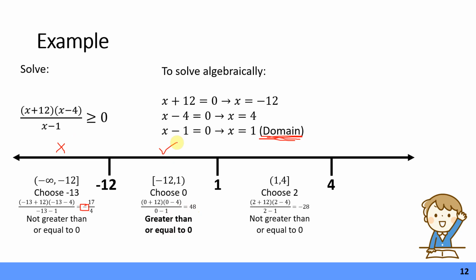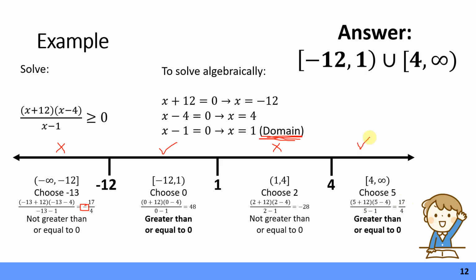From 1 to 4, I chose the number 2. Substituted into the original problem. I got a negative number, which is not greater than or equal to 0. So I do not include it. And then my last interval is from 4 to infinity. So I chose the number 5, substituted into the problem. I got a positive answer, which is greater than or equal to 0. So that's my second answer. And the proper way to write this is the first interval that worked, union with the little u, and the second interval that worked. Okay?